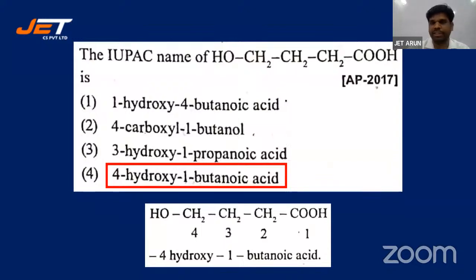So I'll get 4-hydroxy and 1-butanoic acid. Why is it but? There are 4 carbon atoms. And why is it hydroxy? Because I've got a hydroxyl group at the 4th carbon atom.